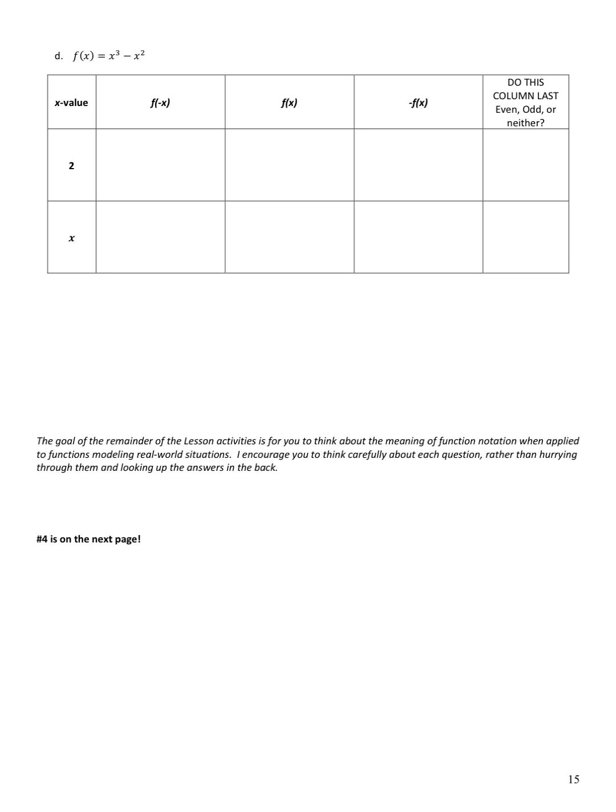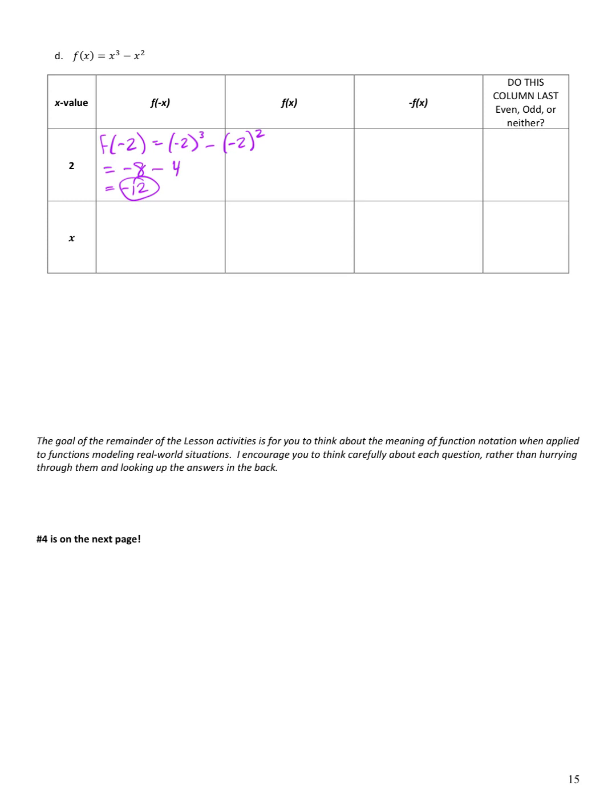Part D, f of x equals x cubed minus x squared. So let's try a 2 and a negative 2. If I plug in negative 2, I have negative 2 cubed minus negative 2 squared. Okay, so negative 2 cubed is negative 8, minus negative 2 squared is 4, so I get negative 12.